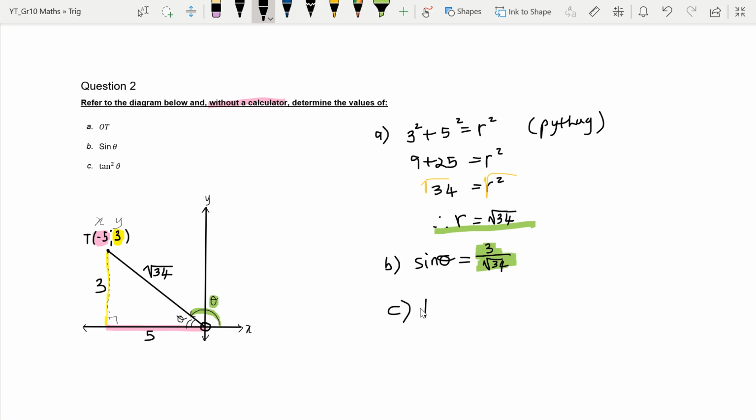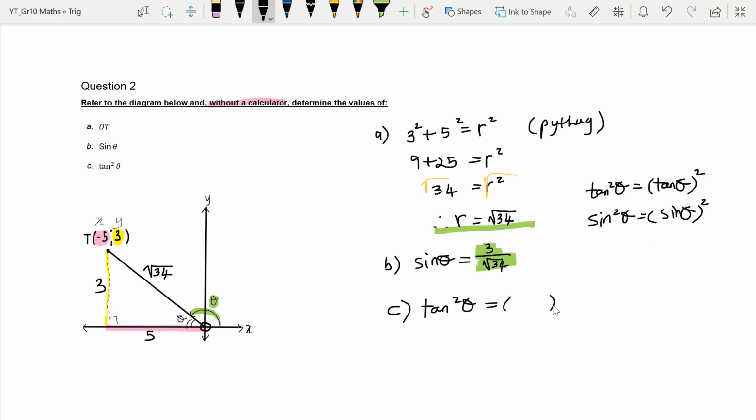Let's look at C. Now they want us to get tan squared theta. Well, what's very important that we need to take note of is that tan squared theta means that tan theta, whatever that is, needs to be squared. And the same thing, if we've got something like sine squared theta, it means we've got whatever sine theta is, and that needs to be squared.